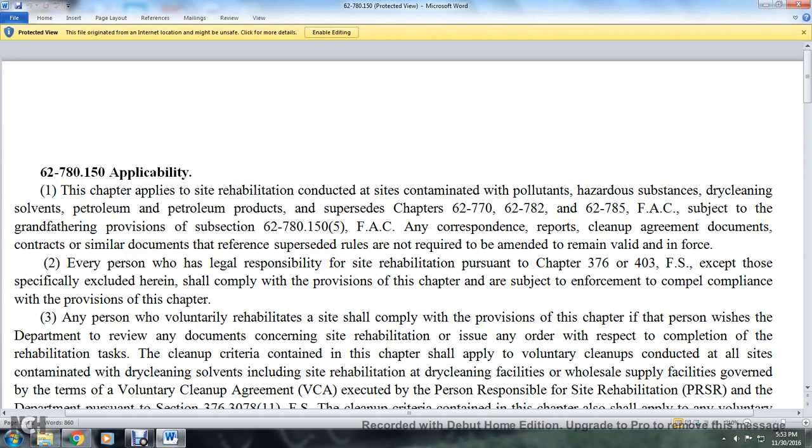Every person who is legally responsible for site rehabilitation pursuant to Chapters 376 and 403, except those specifically excluded herein, shall comply with the provisions of the chapter, subject to enforcement to compel compliance. Any person who voluntarily rehabilitates a site shall comply with the provisions of the chapter. The department will review any documentation concerning site rehabilitation in order to determine completion of the rehabilitation.